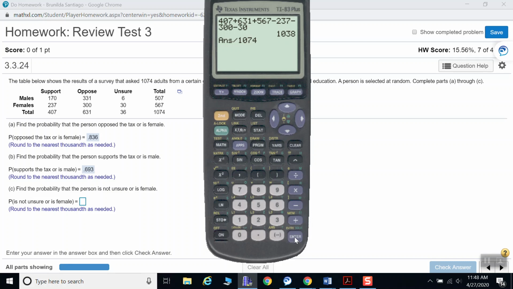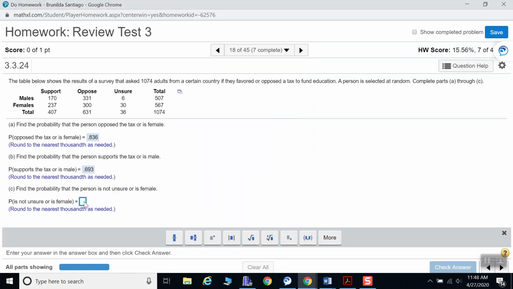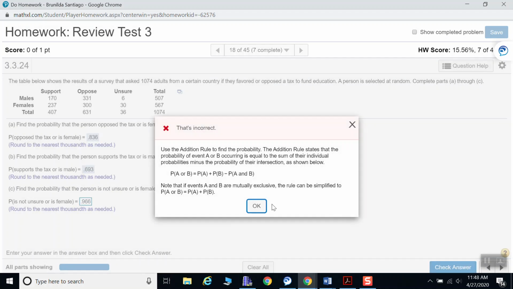And let me make sure: 407, 631 plus 567 for the females, and then we subtracted 237, 330. And that gives me 0.966, and that should be the 3 decimal places that we enter, 0.966. Let's see. Know that if events A and B are mutually exclusive, the rule can be simplified.